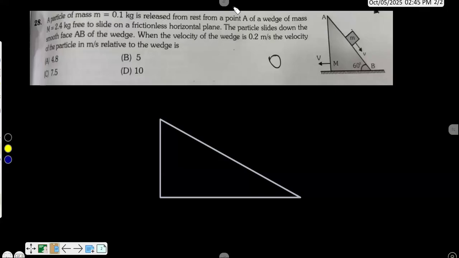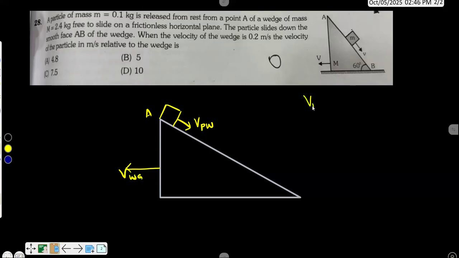Let us do this question. In this, he says a mass of 0.1 kg is released from rest from point A. From here, he has released this mass. This velocity he has given is the velocity of the particle with respect to the wedge. Why? Because the wedge is moving backwards. So this is the velocity of the particle with respect to the wedge. And this velocity of the wedge he has given is the velocity of the wedge with respect to the ground.